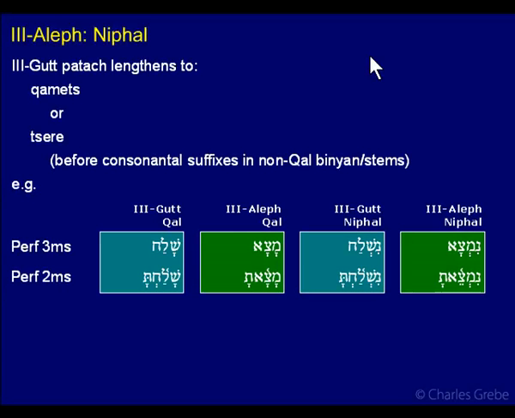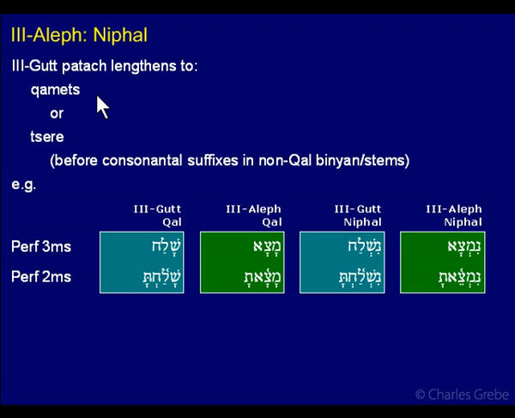Third Aleph Niphal. This is the third Aleph we're going to look at here. Look at the Niphal, and you can look in the book for the other binyan. What happens is that because third Aleph is also third guttural, you have a patach. Okay, we already talked about that. And then because Aleph quiesces at the end of a syllable, you get lengthening.